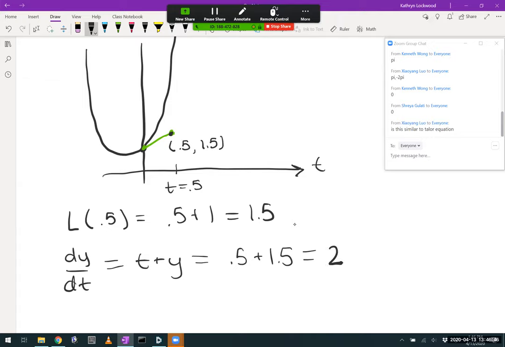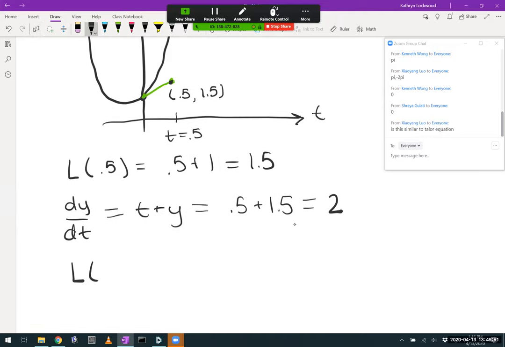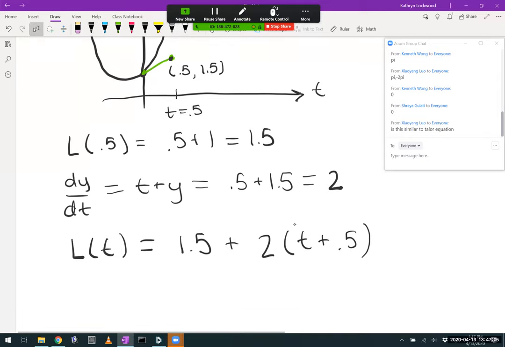We get 2. So this time around, we're going to take the line passing through the point 0.5, 1.5 with slope 2. There's an equation for that line, right? Or you're just cleaning it up a bit: 2t, oh, that should be a minus. Minus, plus 0.5. So here's the next line we're going to use.